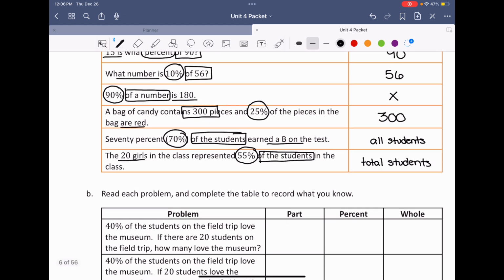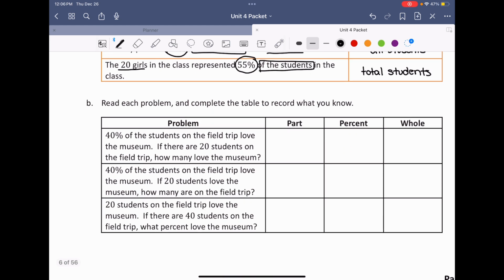All right, down below. Read each problem and complete the table to record what you know. So it says 40% of the students on the field trip love the museum. If there are 20 students on the field trip, how many love the museum? So when you read these, think carefully about what we're looking at as a whole and then what they're asking about specifically. So I'm going to have you go ahead and fill in this chart on your own, so please pause the video and do that when you're all done. Unpause the video and check your work.